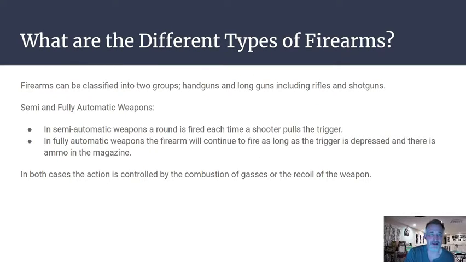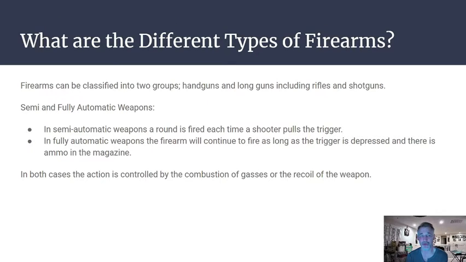So what are the different types of firearms? Now, again, we're going to try not to get into too much of the technical jargon of different guns and that stuff, but you should be aware of a few of these basic terms. So firearms can be classified into two groups: handguns and long guns. Long guns include rifles and shotguns. You also have semi and fully automatic weapons.